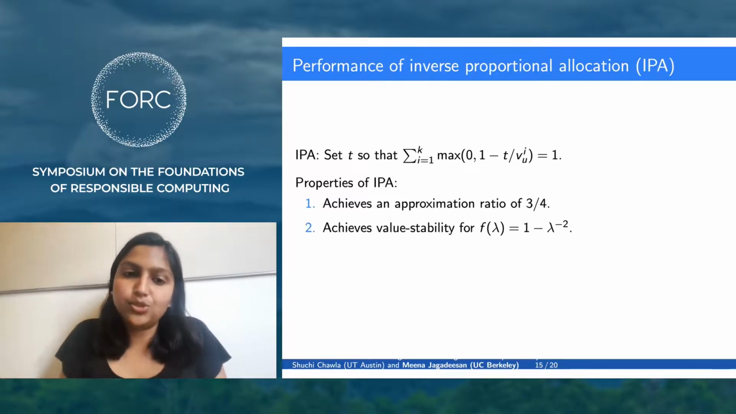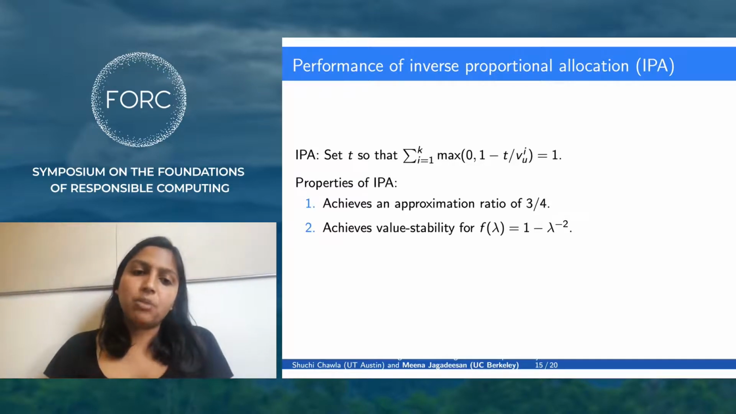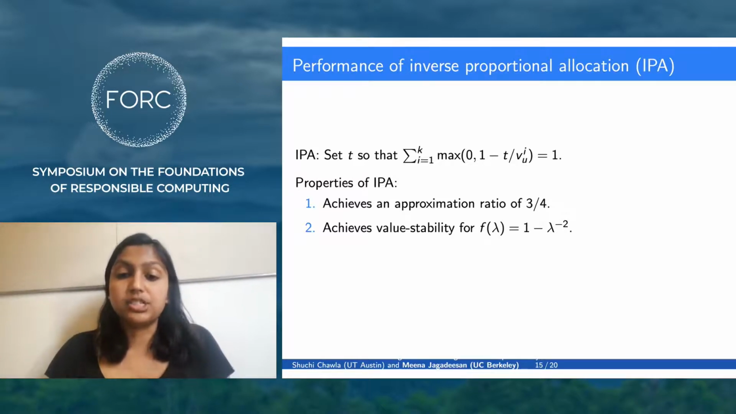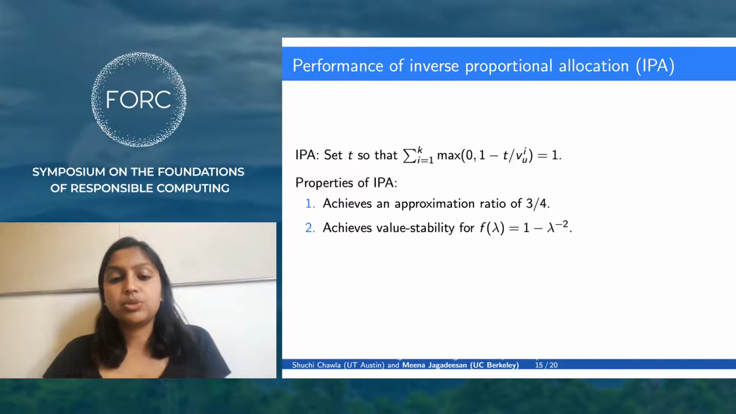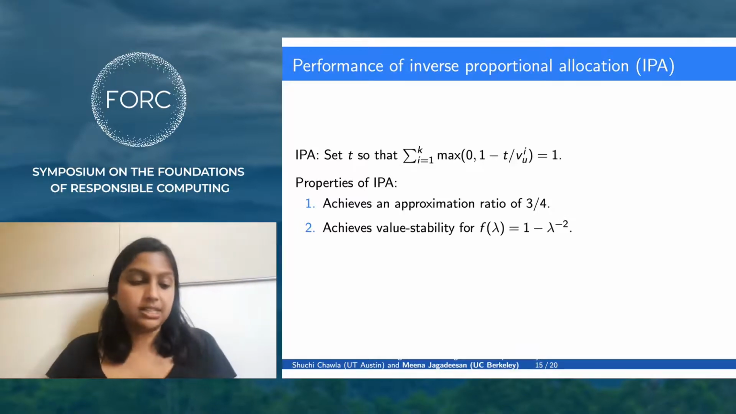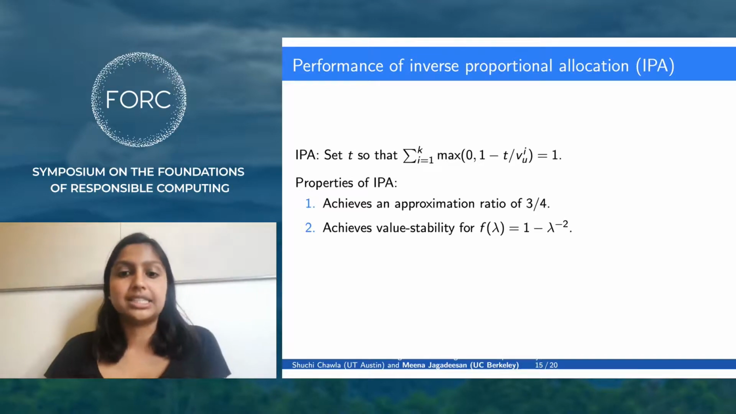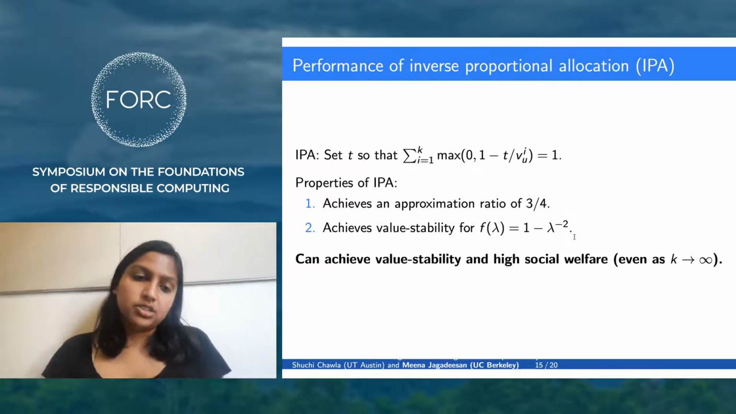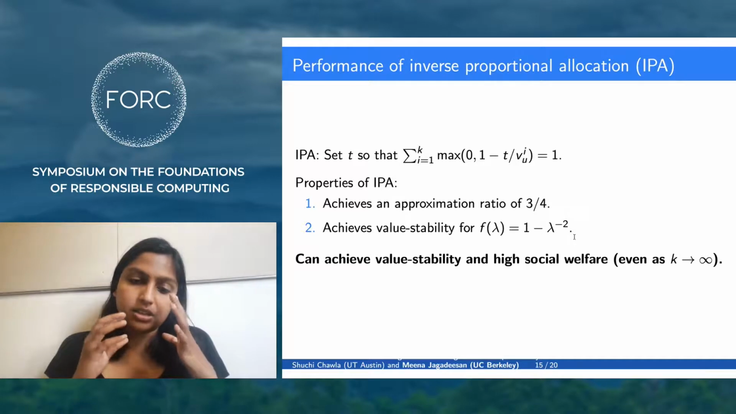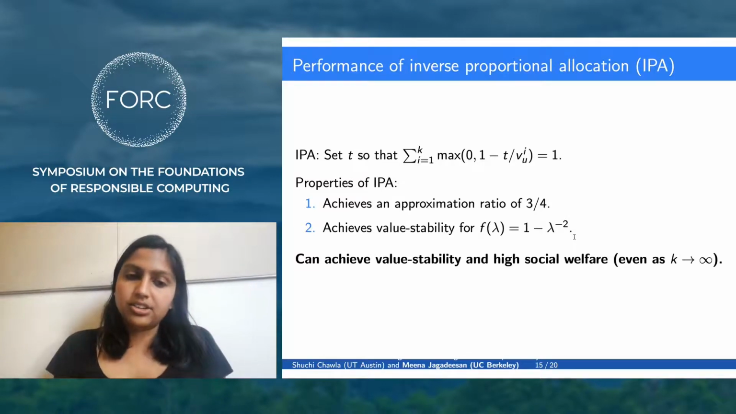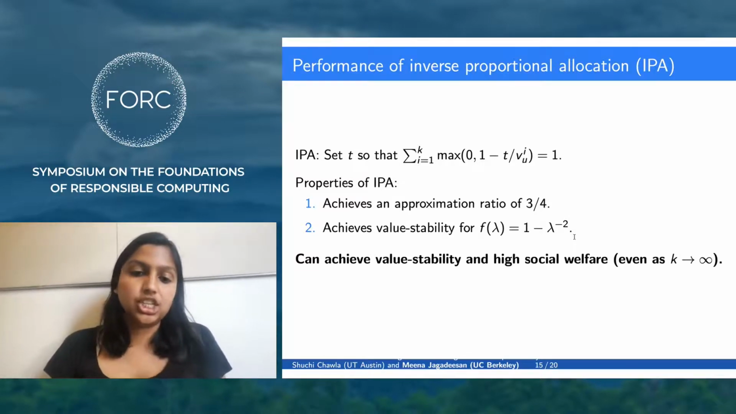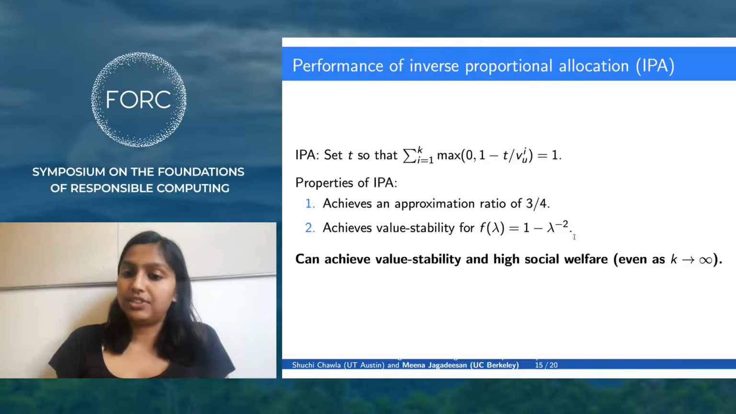And here, the crux is that this inverse proportional allocation much better handles when there's one high value and a lot of tiny values. Second property of inverse proportional allocation is it's able to maintain this approximation ratio while also satisfying value stability. So we get value stability with respect to f of lambda equals 1 minus 1 over lambda squared. So it's also in that class of value stability constraints that I mentioned before. And so the key insight here is that inverse proportional allocation can achieve value stability and a high social welfare, even as the number of advertisers goes to infinity.